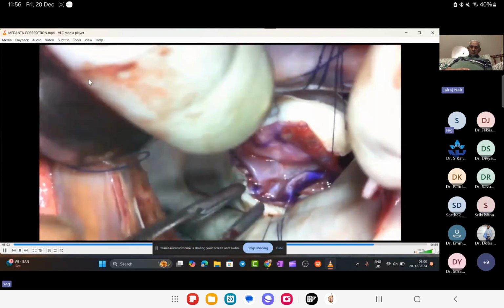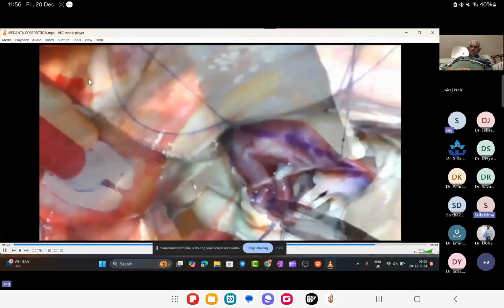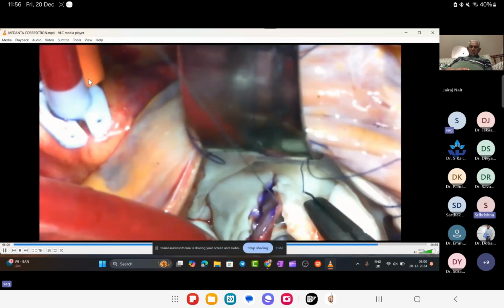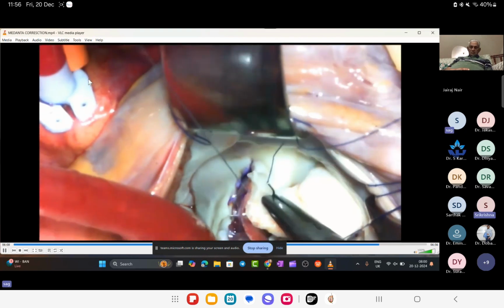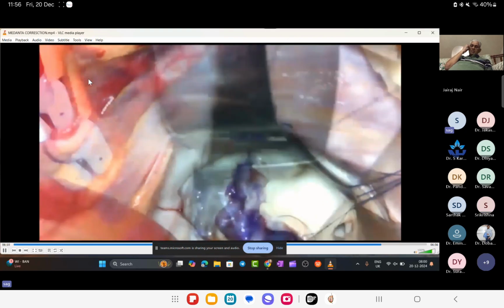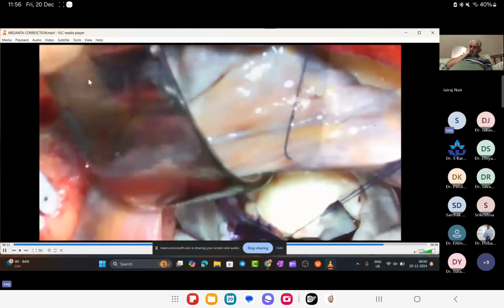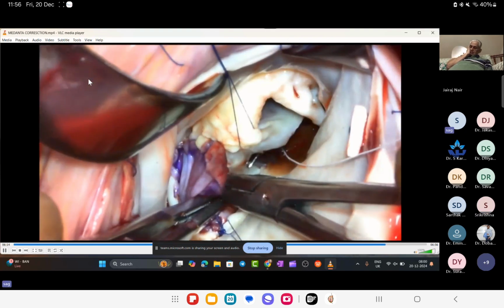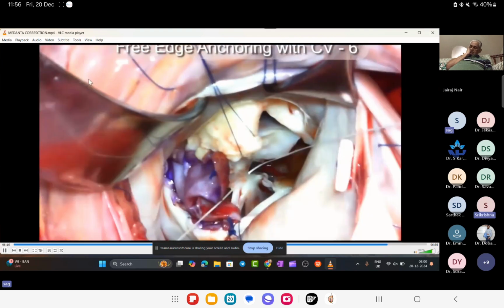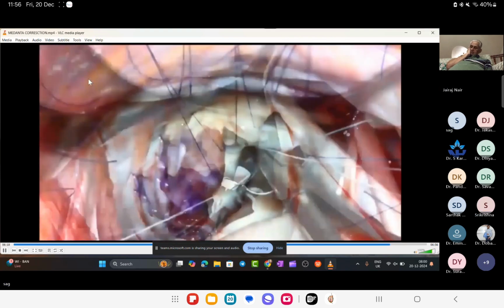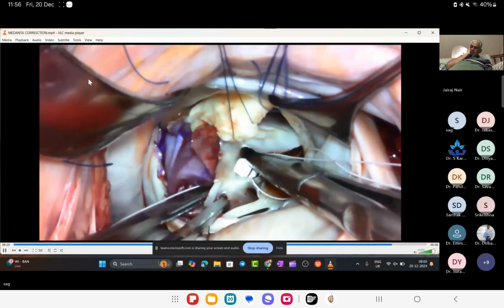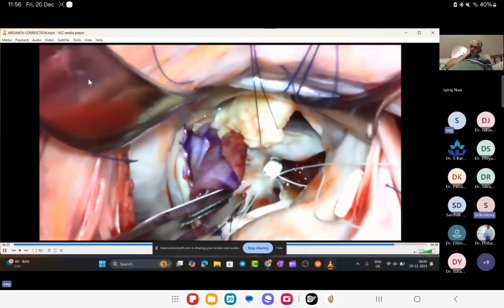One side is attached to the annulus and posterior mitral leaflet. The other side is attached to the cut edge of the anterior mitral leaflet. The base is attached with a CV6 suture to the commissural papillary muscle or its equivalent. The water test is done.